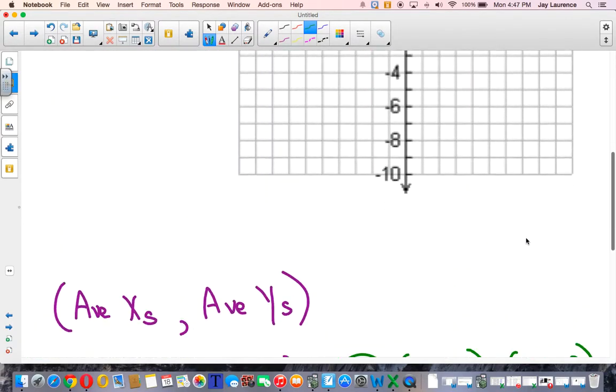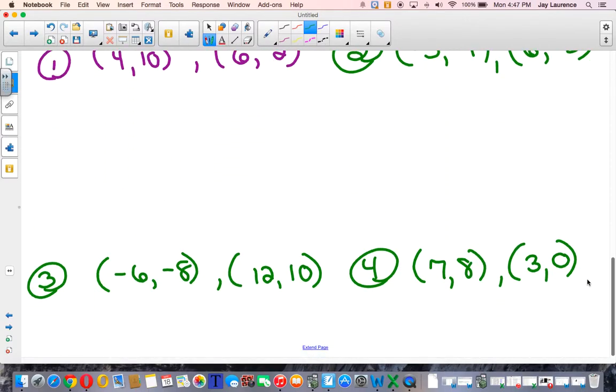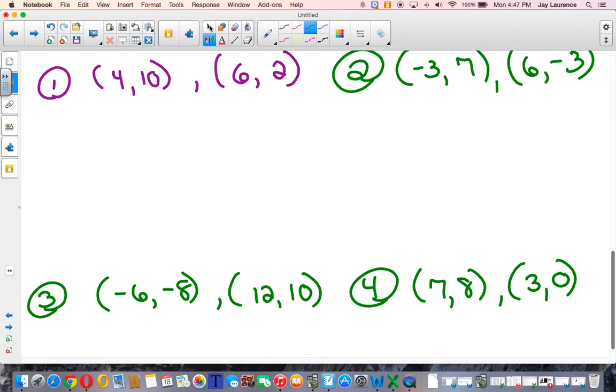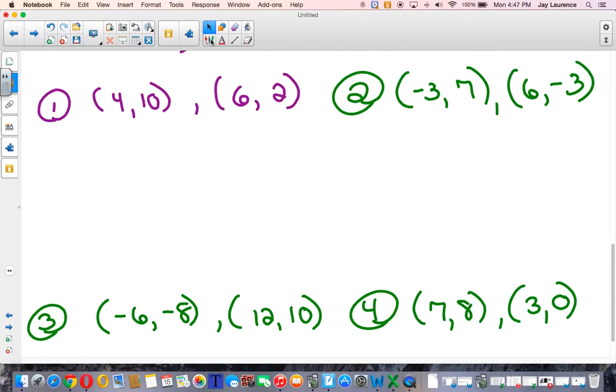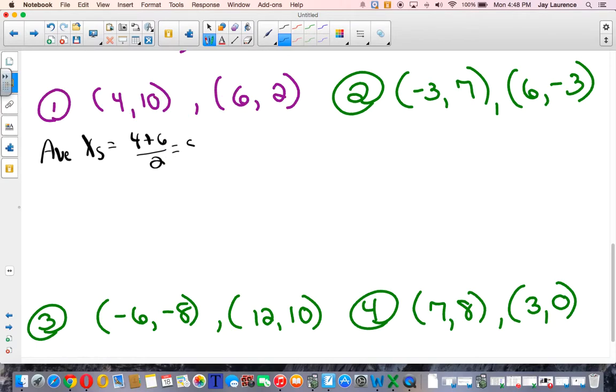Okay, I'm going to do one of these problems for you, and the other 3 I want you to practice and do yourself. All right, so here we go. Problem number 1, I'm going to average the x's. To average is to add together and divide by how many there are. So 4 plus 6 divided by 2, and that's going to be 5.